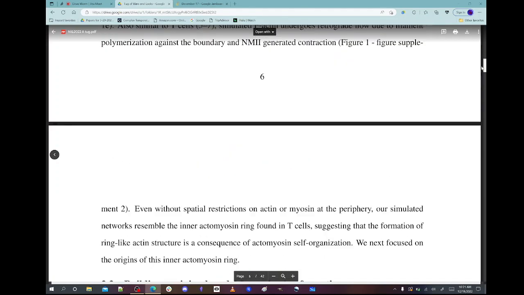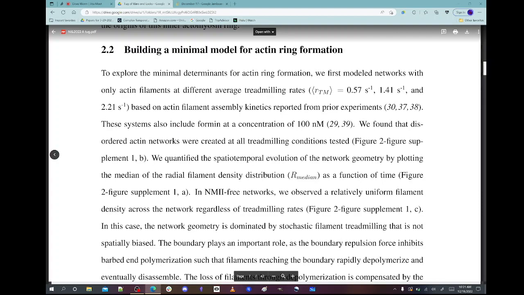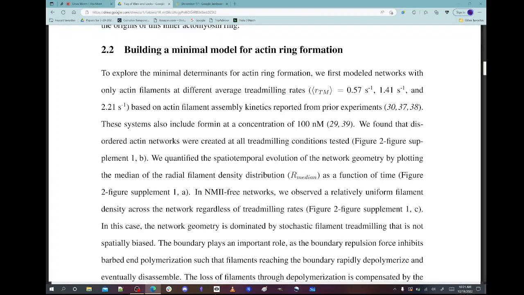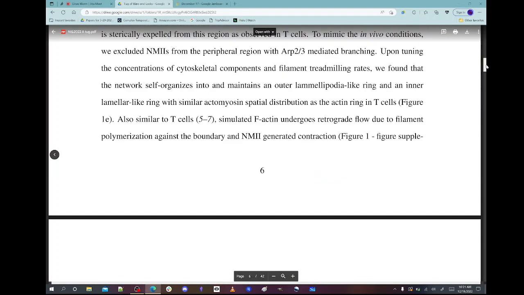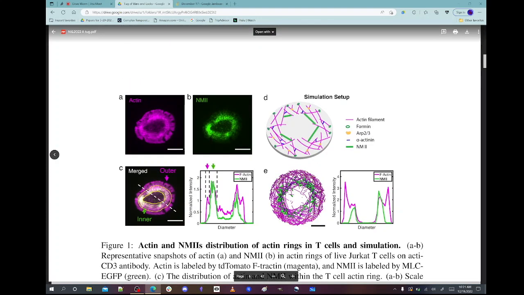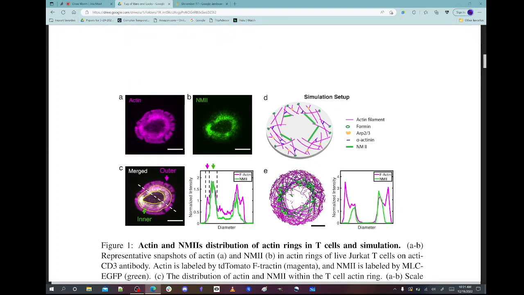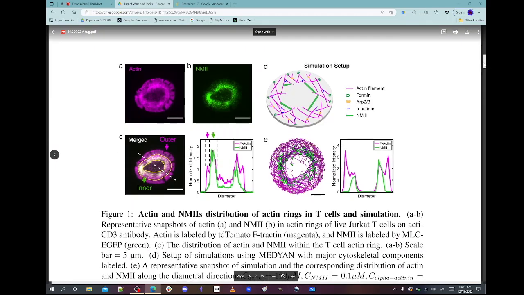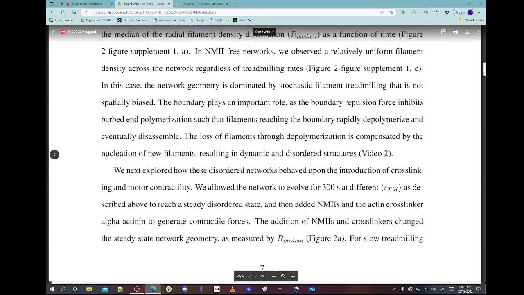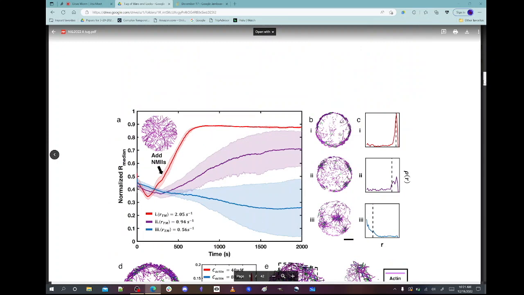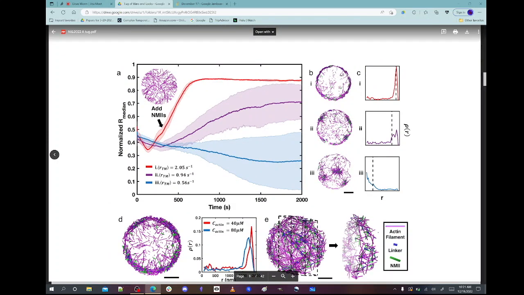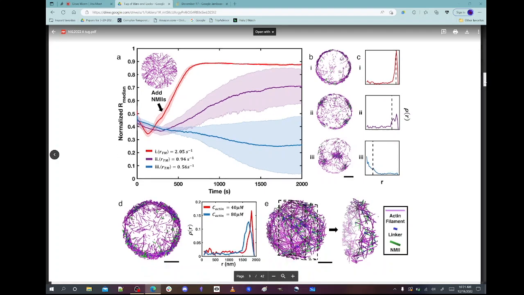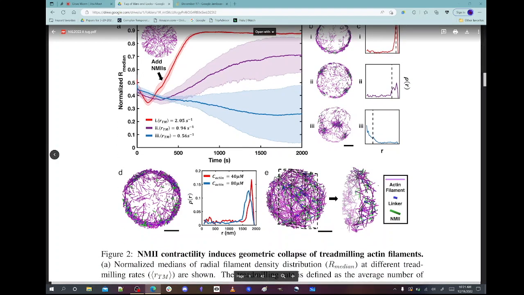So then after that, they're able to build a minimal model for actin ring formation. And treadmilling is just their movement around in this ring. So they're actually moving around and forming a ring. And these rings are, of course, things that allow the cell to achieve stability. So the next figure shows some of these simulations. They have their minimal model. They're able to measure different things in it, simulate different things in it.